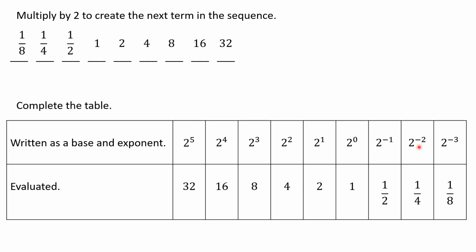2 to the negative 2. Well, 2 squared would have been 4, but there's a negative. Put the 4 on the bottom of the fraction. 2 to the negative 3. Well, 2 to the third would have been 8, but it's a negative exponent. Put the 8 on the bottom.